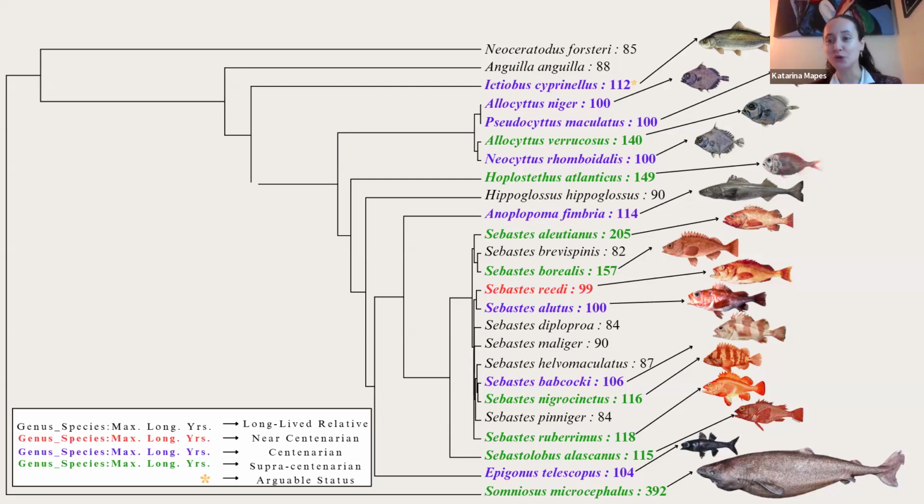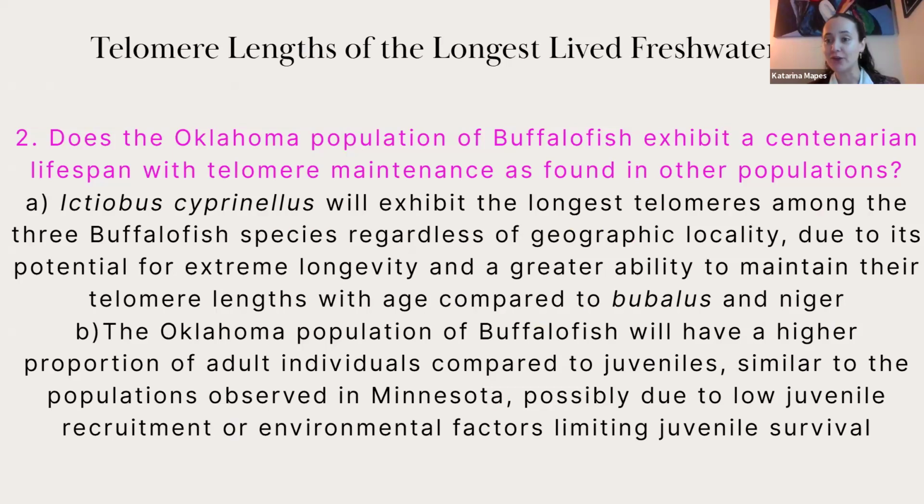Now, once we're looking at that, which will contribute to our overall knowledge of the buffalo fish, I'm going to be specifically diving into my work on the buffalo fish. And what I'm going to be asking is, does the Oklahoma population of buffalo fish exhibit a similar lifespan with similar telomere maintenance as found in the Minnesota populations? So we have a cytochrome B barcoding that we've been doing on these 1,200 individuals. It's going to give us which species of buffalo fish they are. So there are 3 species, the bigmouth, the smallmouth, and the black buffalo fish.